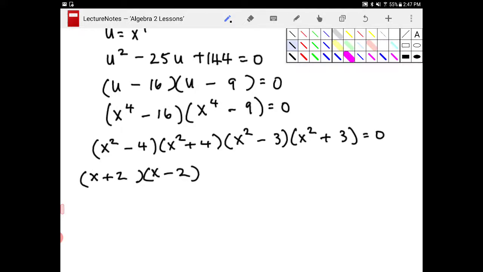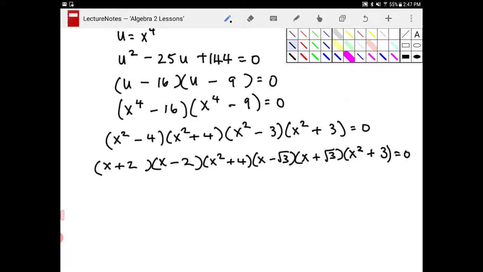Can I factor x squared plus 4 any further? No, I cannot. So this is x squared plus 4. Can I factor x squared minus 3? Technically I can, because that is still a difference of squares. This is x minus radical 3 and x plus radical 3. What about x squared plus 3? I can't factor that any further, so it's just x squared plus 3 equal to 0. So what are the values of all the roots now that it's factored out entirely?